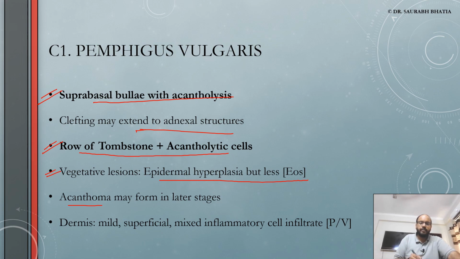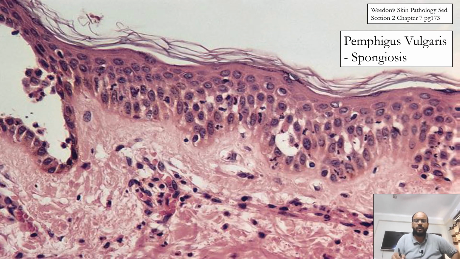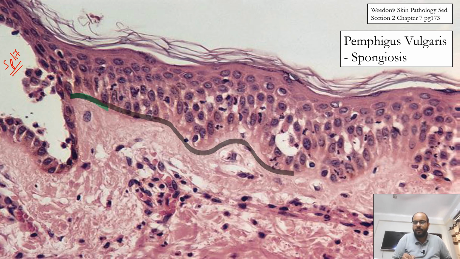Okay, the dermis has a mild superficial mixed inflammatory cell infiltrate, predominantly at the perivascular location, because that's how autoimmune blistering disorders start. So look at this slide. Now what we're looking at is an area adjacent to the split. Okay, here is the split. This is the split. And if you look at the area adjacent to the split, what you're looking at is spongiosis. Okay, look at this spongiosis.